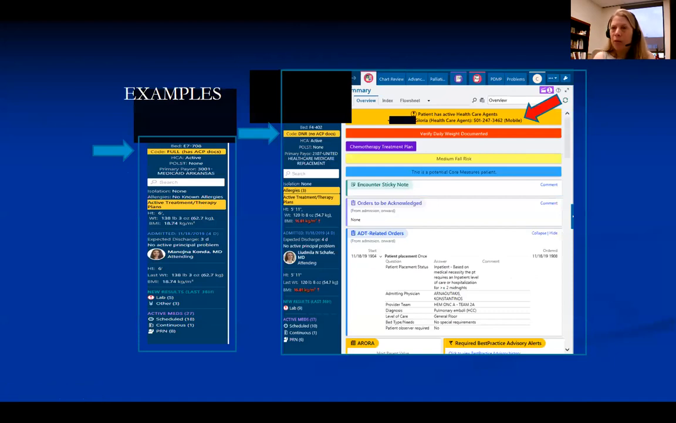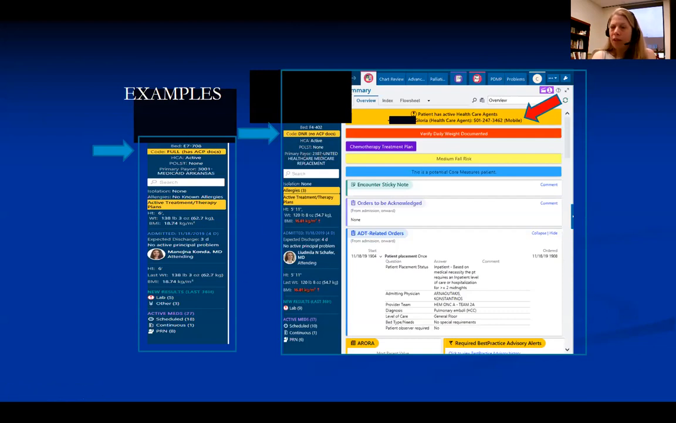Here are some other ones. This patient is full code. This patient does have an advance directive. They have a healthcare agent. In the advance care planning tab, the physician has identified who the decision maker is, and that will show up on the summary sheet as well. This patient does not have a POLST. Here's one where the code status is DNR. They do not have an advance directive. They do have an active healthcare agent. They do not have a POLST.